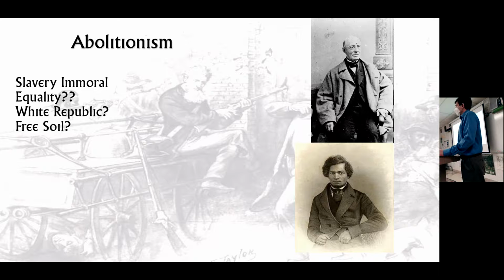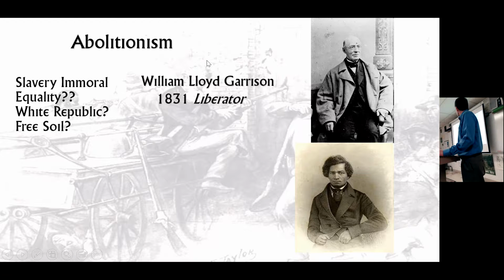The two most famous abolitionists: William Lloyd Garrison, in 1831, would write his abolitionist newspaper, The Liberator. Now, he did believe in equality and wanted to end slavery now. And he was actually pretty divisive amongst abolitionists. But 1831 is a key year. It came out just months before Nat Turner's rebellion.